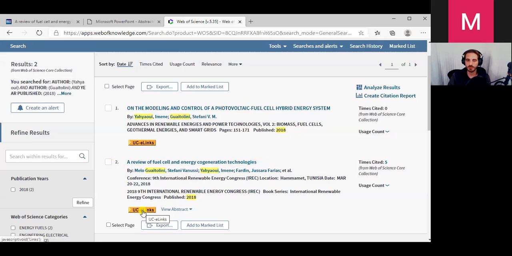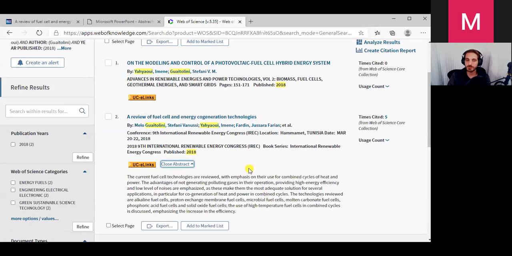If we wanted to actually get that paper through the ISI Web of Knowledge, the button you need to click is called the UCI Links. If you just want to know more about that paper, the abstract should be included here, and you can click Show Abstract or Close Abstract. It's not always included, but a lot of times it is, right? So you can look at the one above it. This one was not listed with an abstract, so it's not there. But here's the same abstract that we read before.